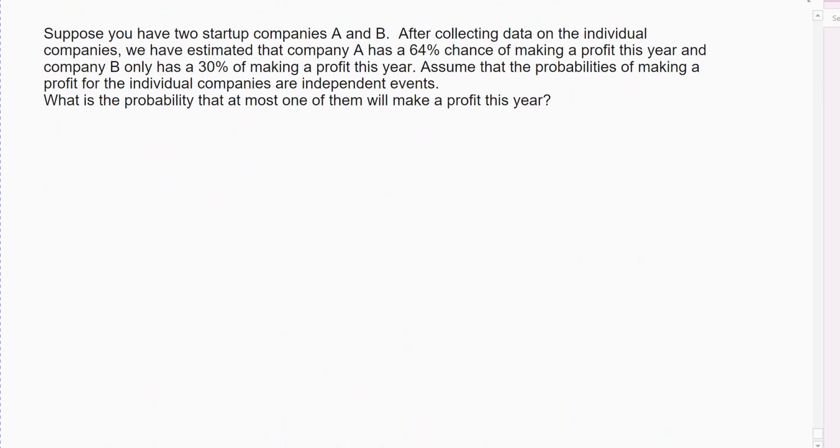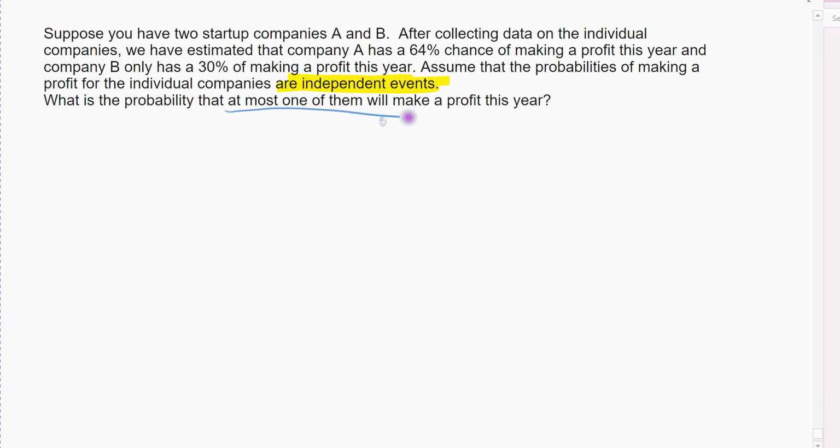Which I believe this is the last one. Suppose that you have 2 startup companies. You have Company A and Company B. After collecting data on the individual companies, we've estimated that Company A has a 64% chance of making a profit this year, and Company B has only a 30% chance of making a profit this year. Assume the probabilities of making a profit for individual companies are independent. Alright, so there's our independent phrase.